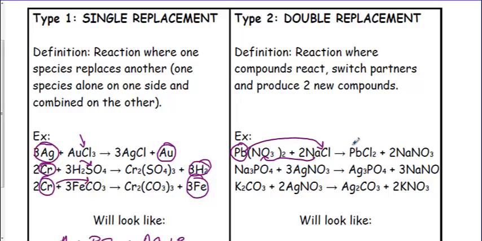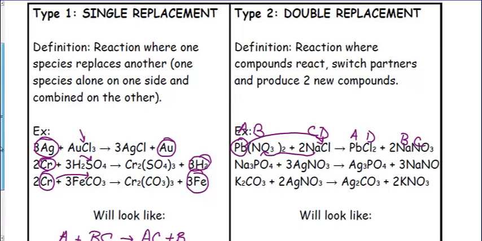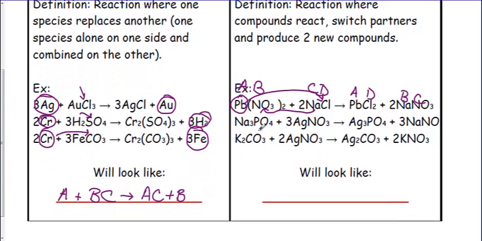Let's look at our products now. So you have A, D, and BC. All right, so if we were to label this AB plus CD. Okay, so that's going to be the general formula for a double replacement. So let's look at another example.